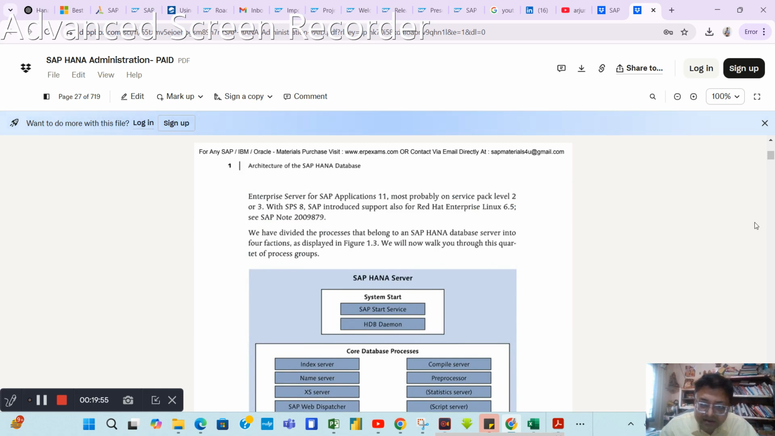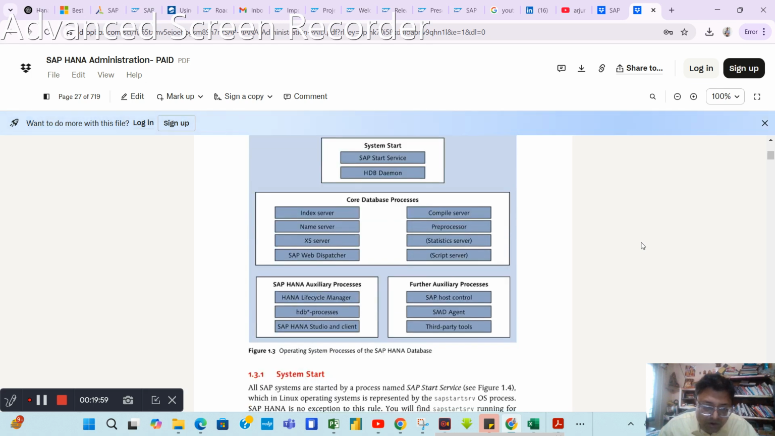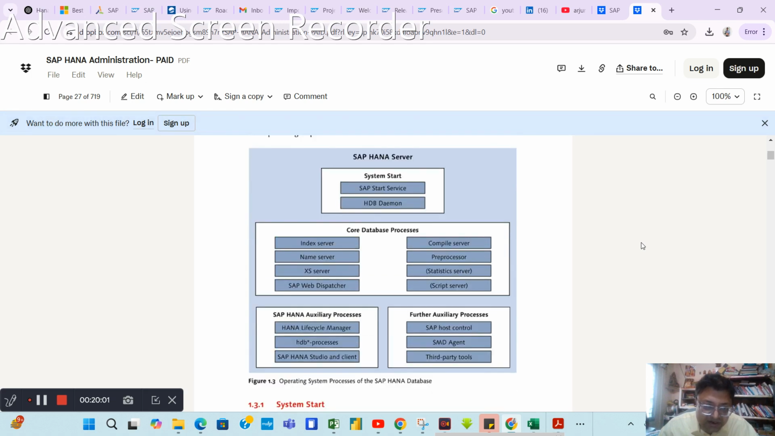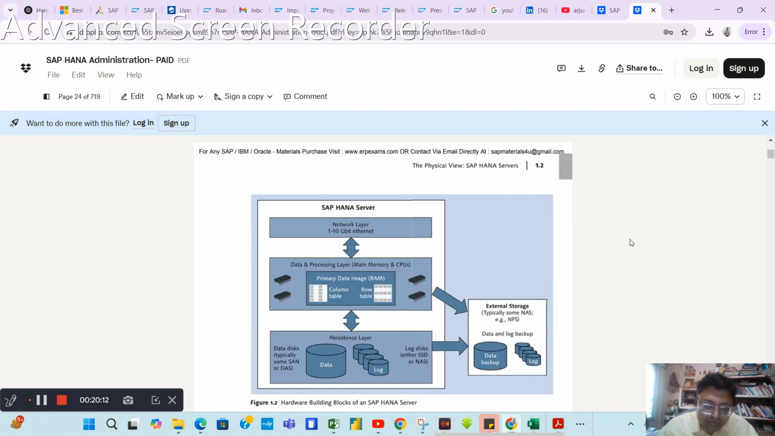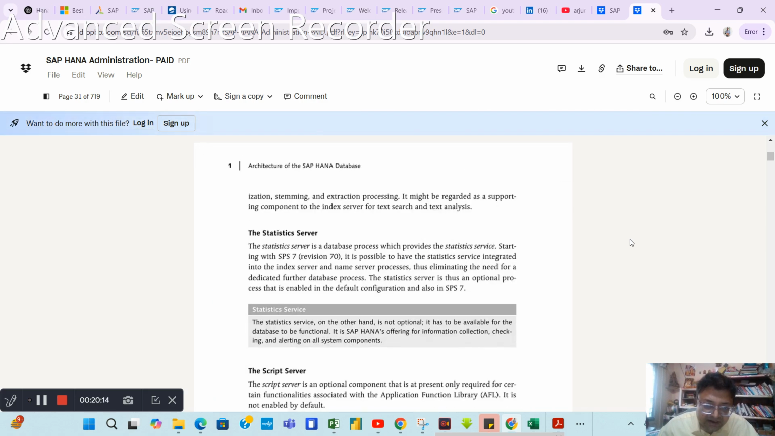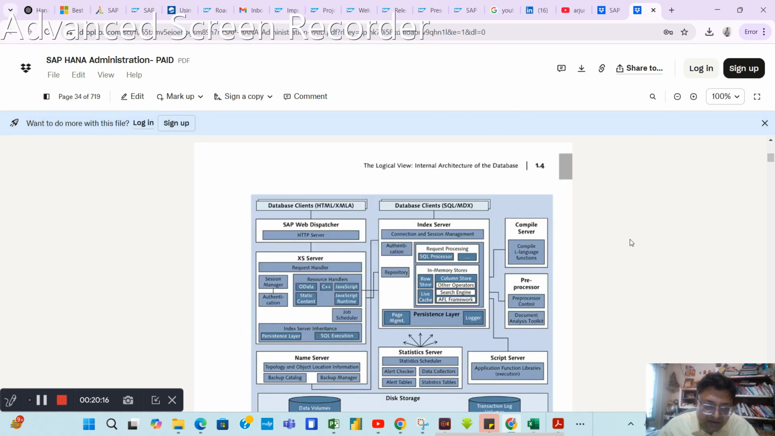So see this diagram: the operating system processes of the SAP HANA database, where we have the index server, name server, access server, and SAP web dispatcher. Just see this bigger diagram. Where is the more explained, holistic diagram? There is one here. Yeah, this is the one.